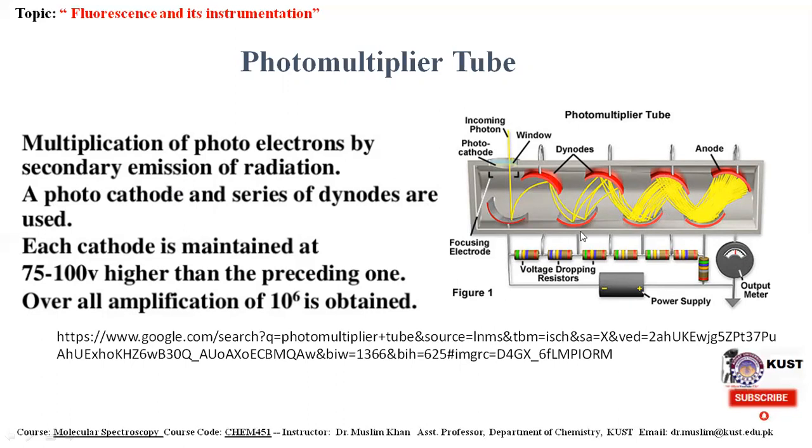We have discussed this one before as well. Each cathode is maintained 75 to 100 volt higher than the preceding one. An overall amplification of 10 raised to the power 6 is obtained when it reaches here. So these are the different detectors.